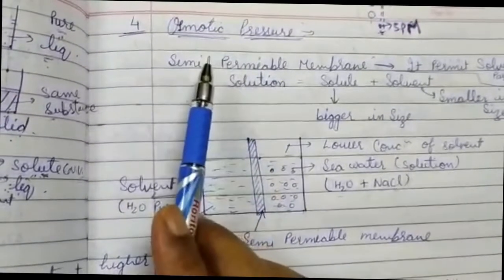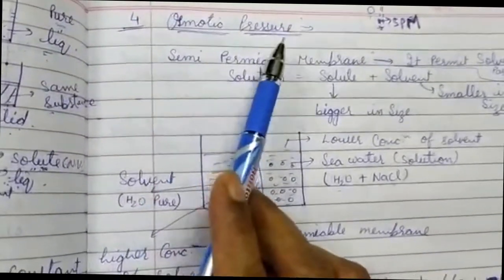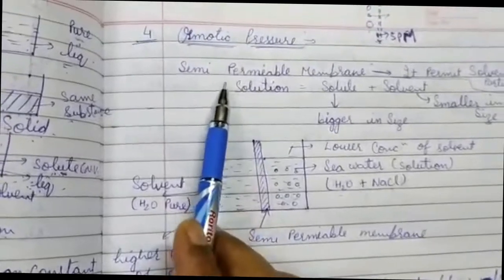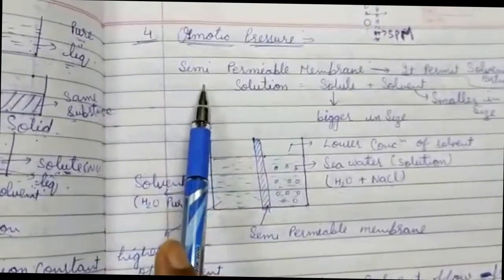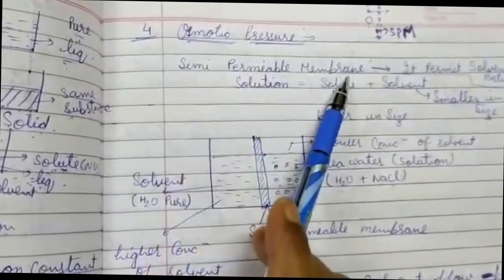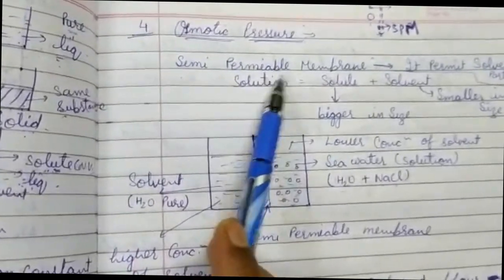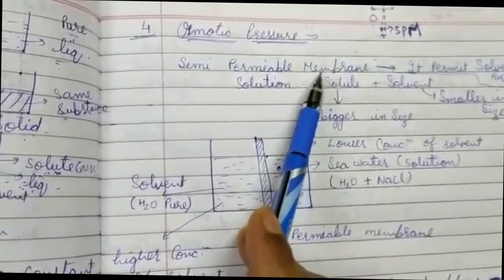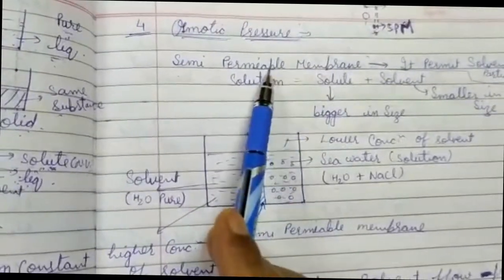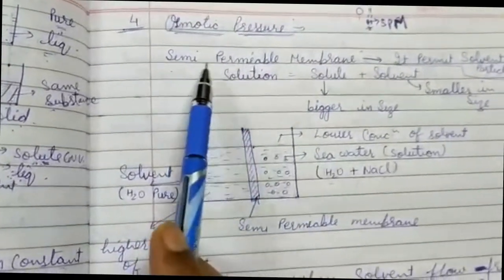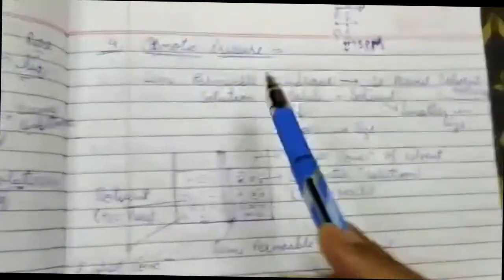Now we take our fourth colligative property, that is osmotic pressure. For that we should understand some important terms. So first of all we should know about the semi-permeable membrane. Semi means half, permeable means which permit or allow. So this type of membrane only allows or permits some of the particles to pass through it.